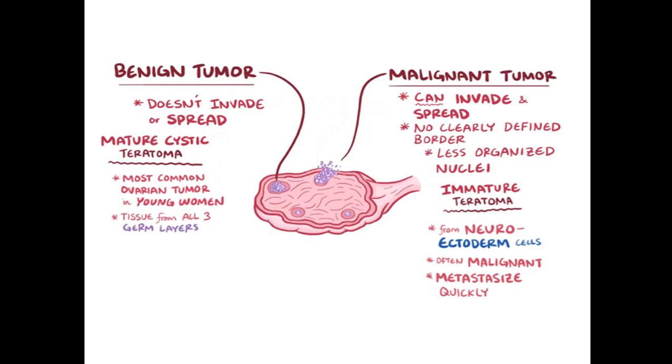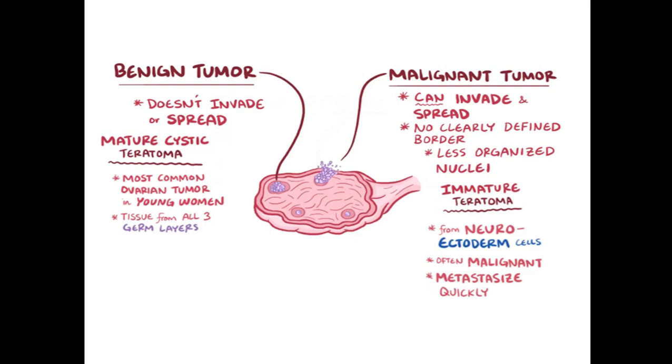Now, malignant tumors. Malignant teratomas are the immature teratomas, and when we say malignant tumor, we mean that it can invade the local tissue and it can spread through metastasis. Under the microscope, the malignant tissues have no clearly defined borders and less organized nuclei, by which we mean that the nucleus may show hyperchromatosis, there will be an abnormal nuclear cytoplasmic ratio, and mitotic figures will be visible.